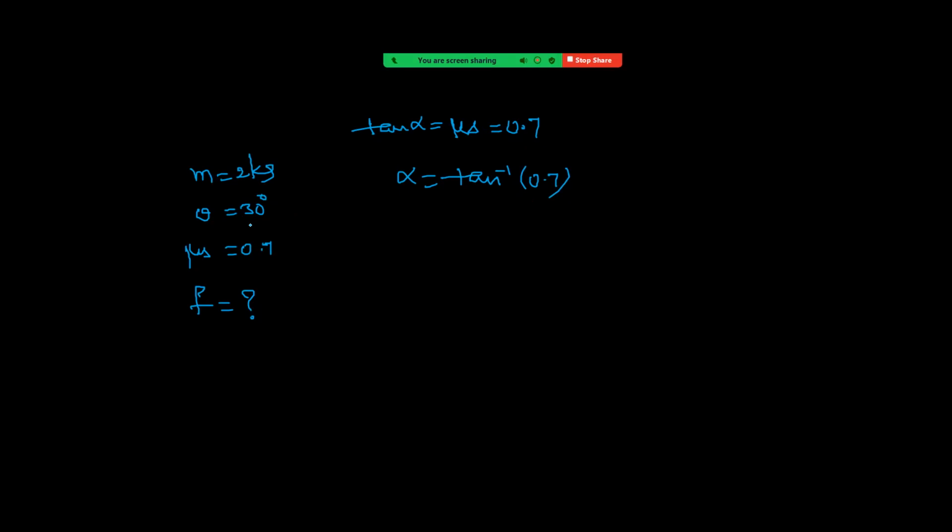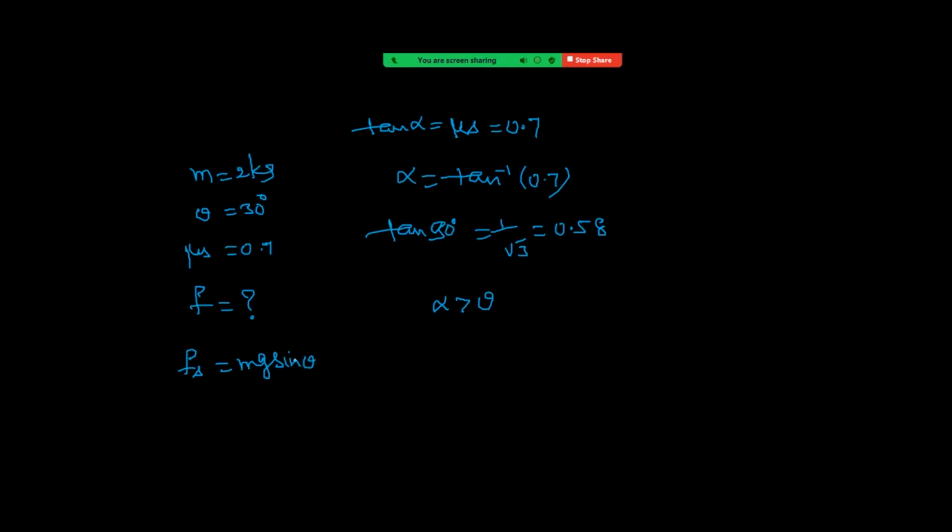Tan 30 equal to 1 by root 3, and this value is approximately 0.58. So from this what we can say? Alpha is greater than theta, right? Because alpha is tan inverse 0.7 and this is now 30. When the angle of inclination is less than the angle of repose, the block does not move. Since the block does not move, friction is static, which is equal to mg sine theta.